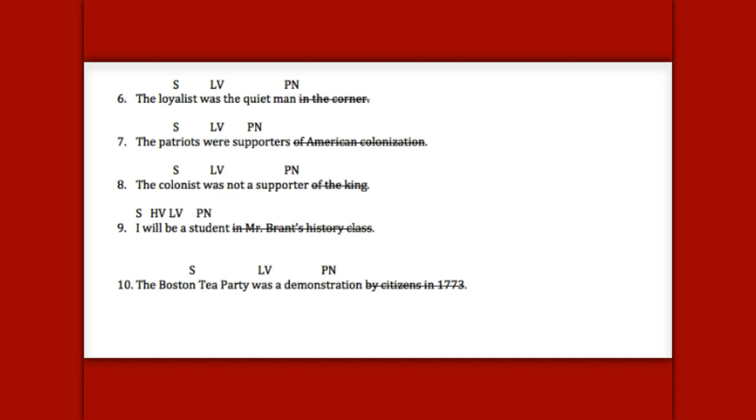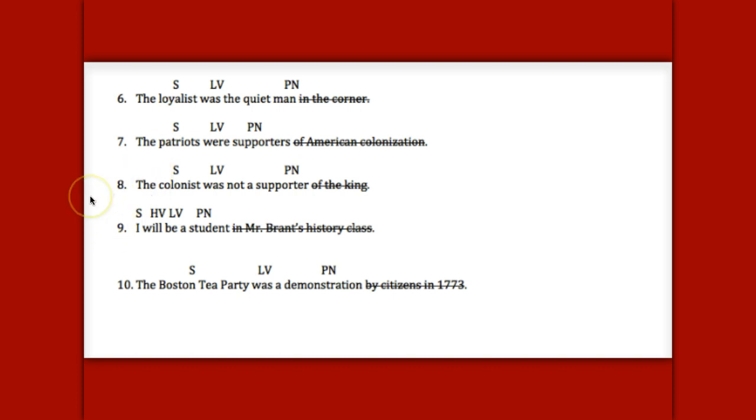And finally, numbers 6 through 10. In number 6, our subject is loyalist, was is our linking verb, and man is our predicate nominative or predicate noun. Quiet is an adjective modifying man, and we've already talked about our prepositional phrases. In number 7, patriots is our subject, were is our linking verb, and supporters is our noun that renames the subject patriots. So predicate noun is supporters.